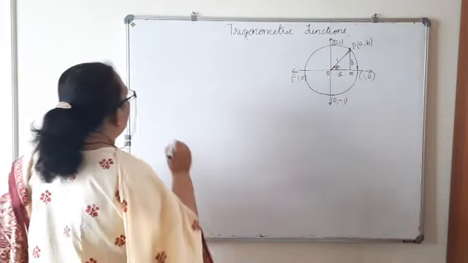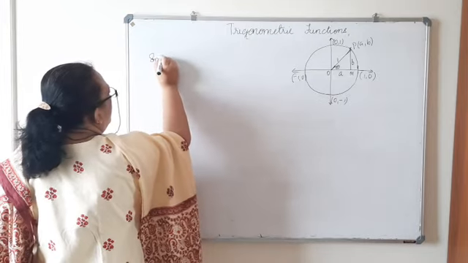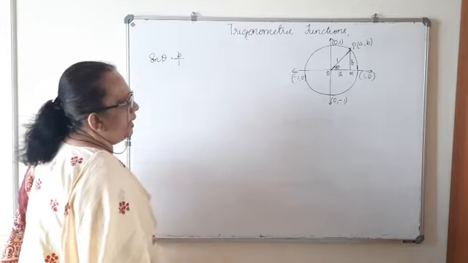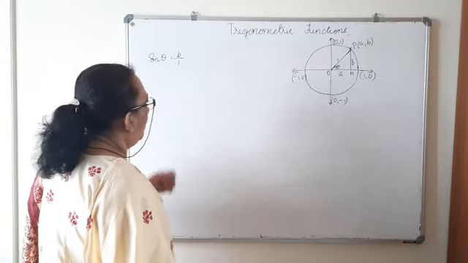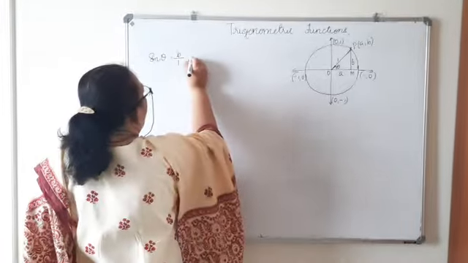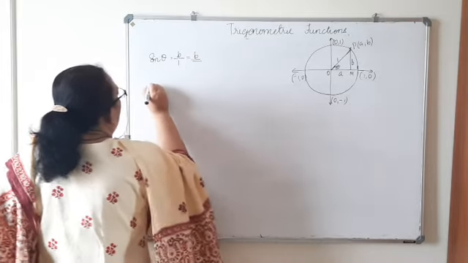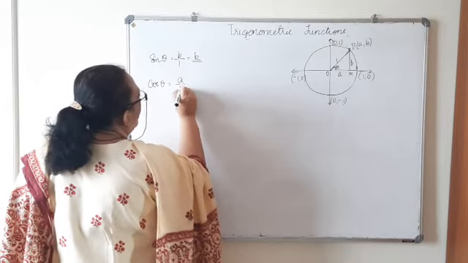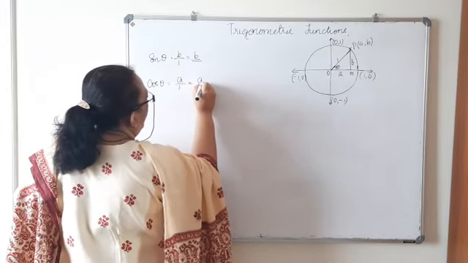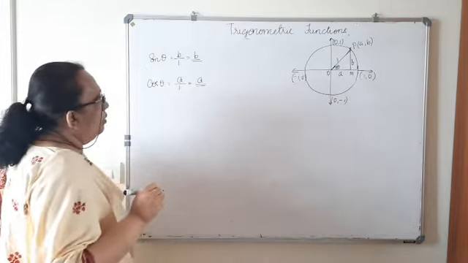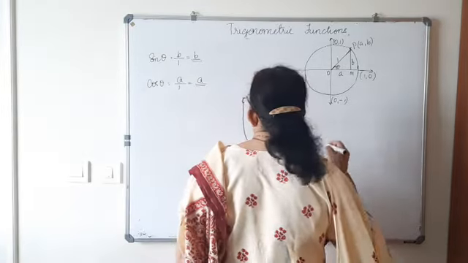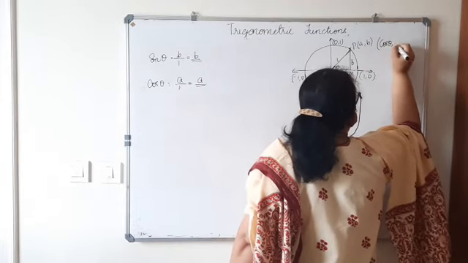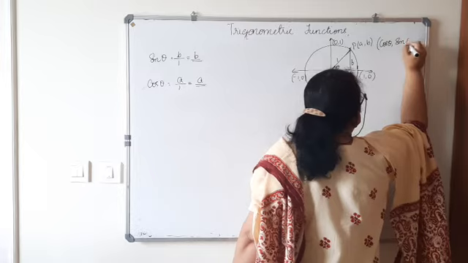So from the figure, what is sin theta equal to? Sin theta is equal to opposite side by hypotenuse, that is B by 1, that is equal to B. What is cos theta equal to? Adjacent side by hypotenuse is equal to A. So this point A comma B can be taken as: the x coordinate becomes cos theta, y coordinate becomes sin theta.